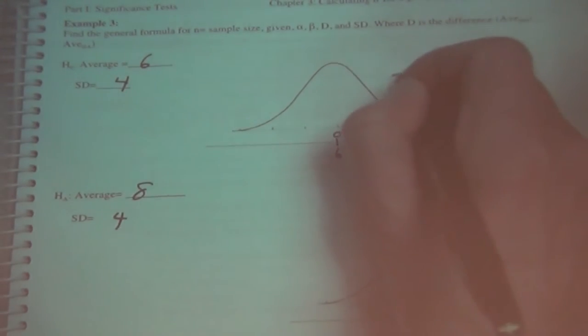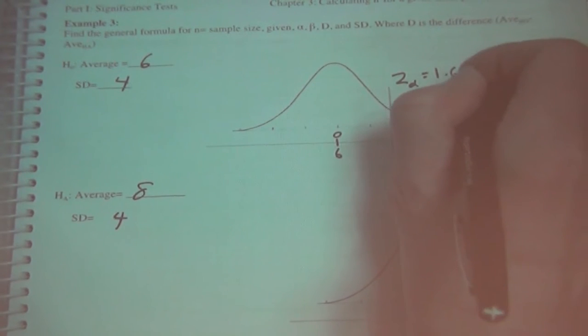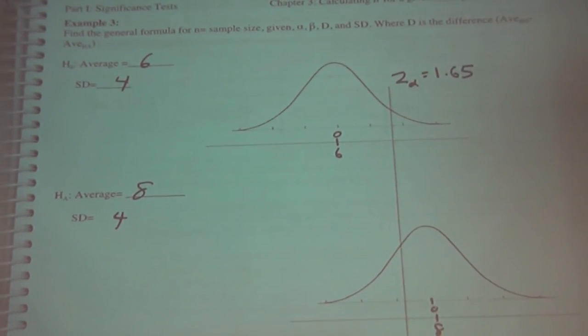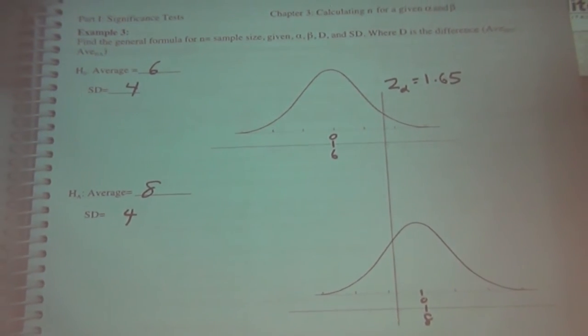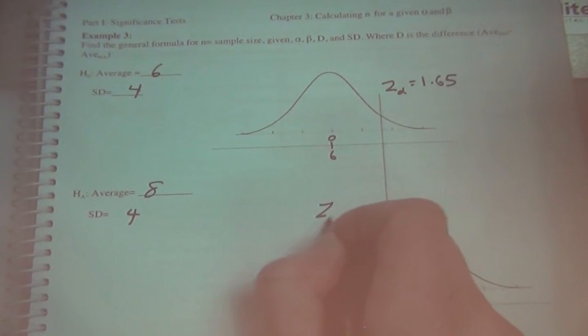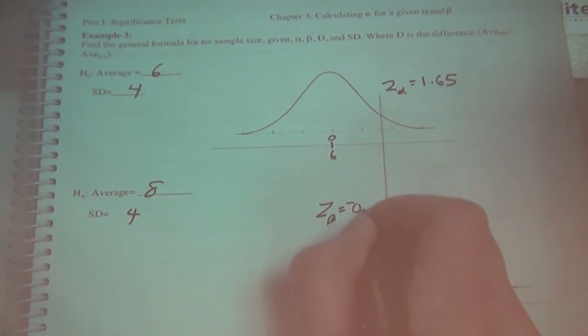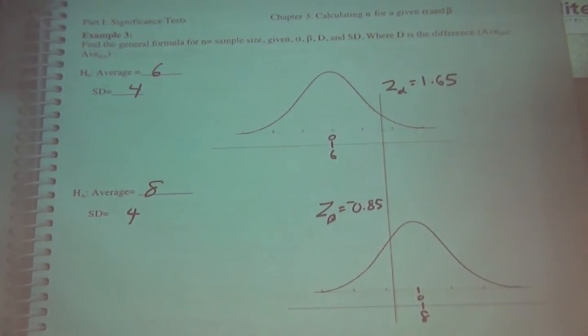And we said Z alpha is equal to 1.65. We're not going to do 1.65 again. We're going to do the standard 20% thing, which was Z beta equal to negative 0.85. Got that? All right. So now I'll show you how it works out to be the same thing, what we did before.